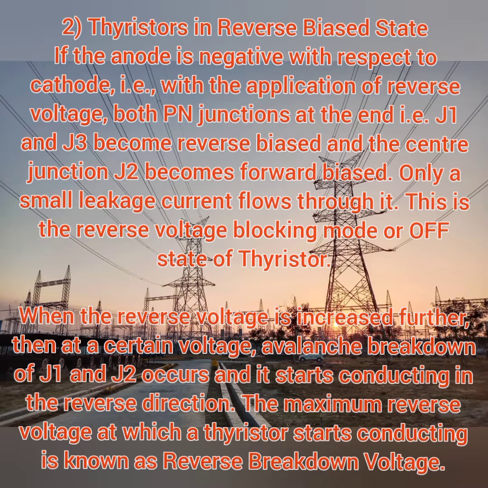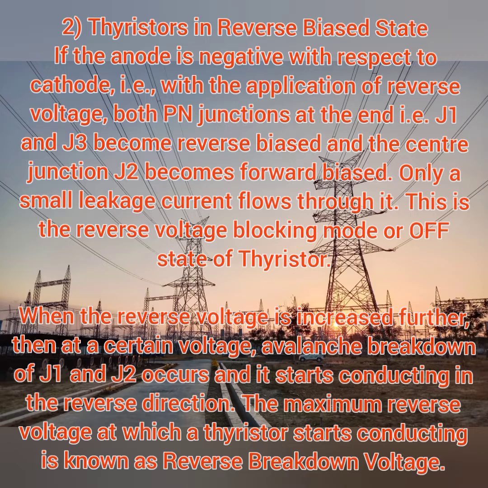Then the thyristor in reverse biased state. If the anode is negative with respect to the cathode, with this reverse voltage applied, the total system will be in a reverse condition. Both PN junctions, J1 and J3, will become reverse biased and the center J2 junction will become forward biased. So only a small leakage current flows through it, and the thyristor remains in a blocked condition.